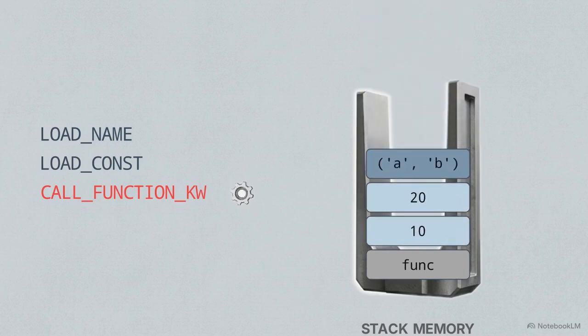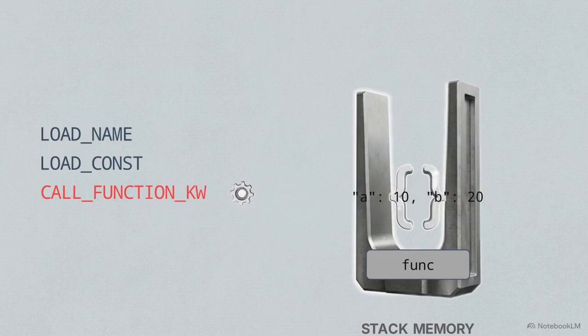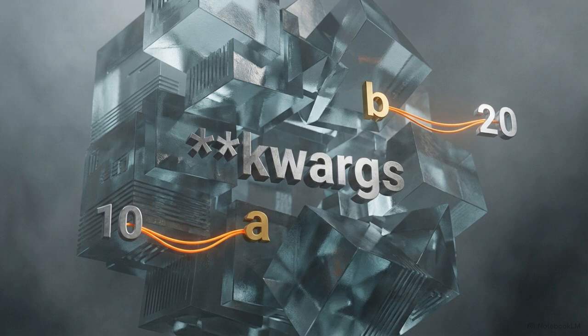It pushes the function object, the values 10 and 20, and a tuple containing the string names a and b into a vertical memory structure. This is the exact state of the stack microseconds before the core function logic begins. The stack then collapses. Python binds the name tuple to the values and constructs a single dictionary object on the heap containing the keys a and b. The **kwargs parameter is a standard dictionary, dynamically allocated at runtime to hold the results of the stack collapse.